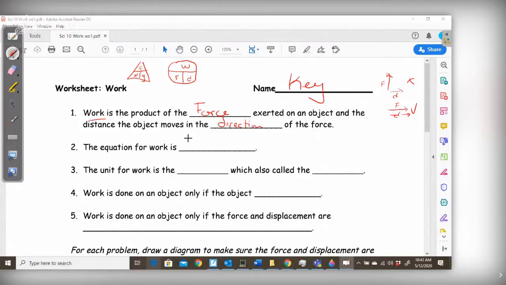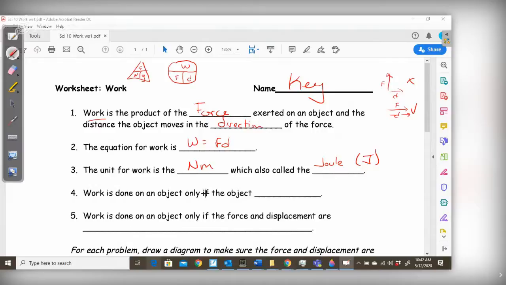The equation for work is, so work is equal to force times distance. The unit for work comes from the unit of force, which is newtons, and the unit for distance or displacement, which is meters. The unit for work is newton meters, which is also called the joule. We've talked about these being alternate units for this.